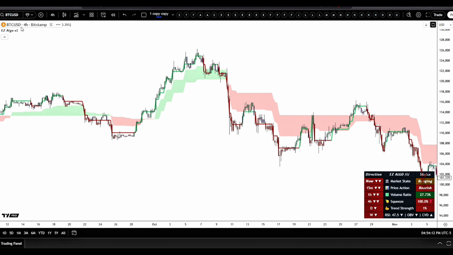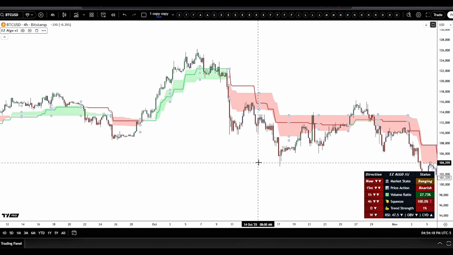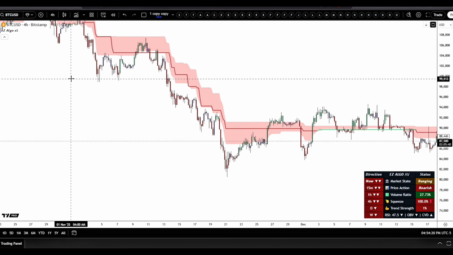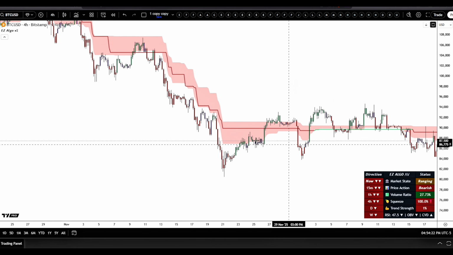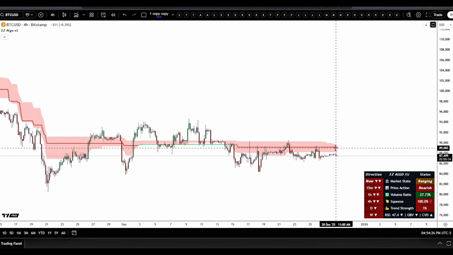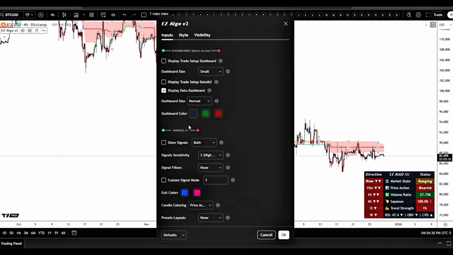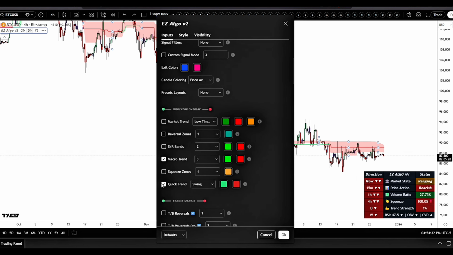Now, if you want something a bit smoother to pick up longer term trends, all we're going to do is hit that swing mode. And now, as we can see, it's a longer term trend band, and it's red, and it's still telling us that the overall trend direction is down. So that's just a quick trend indicator right here that was up on the screen.